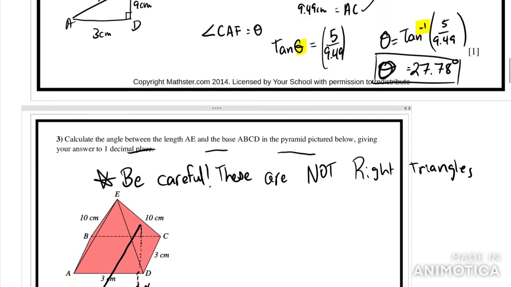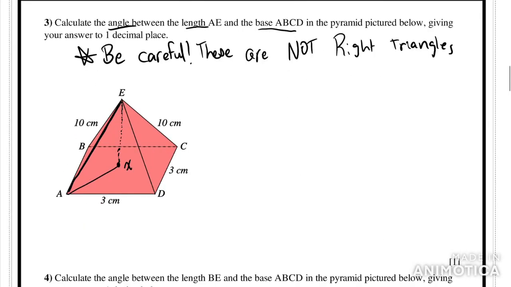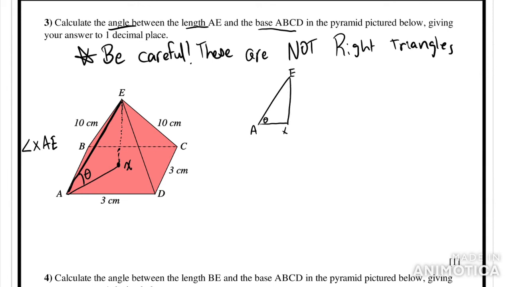So it wants me to calculate the angle theta, which is the same as XAE. It wants me to go into the pyramid and not along the base. But again here, I don't know most of the heights, or most of my sides. I have this triangle AEX, and I have angle theta that I'm calculating.